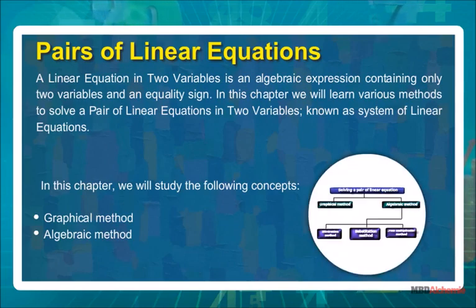A linear equation in two variables is an algebraic expression containing only two variables and an equality sign. In this chapter, we will learn various methods to solve a pair of linear equations in two variables, known as the system of linear equations. We will study the following concepts: the graphical method and the algebraic method.